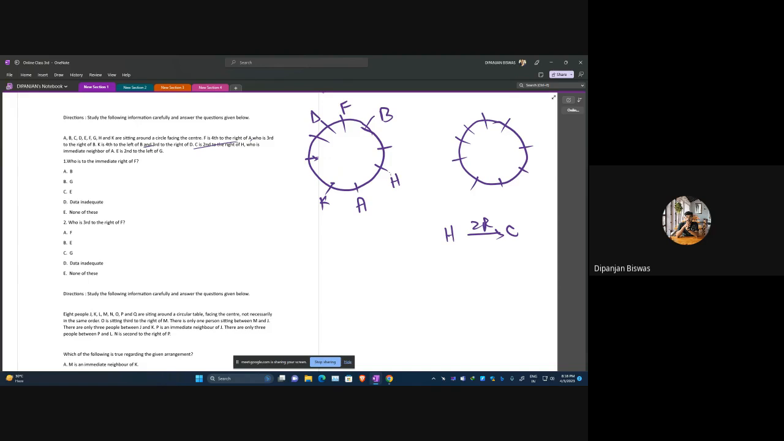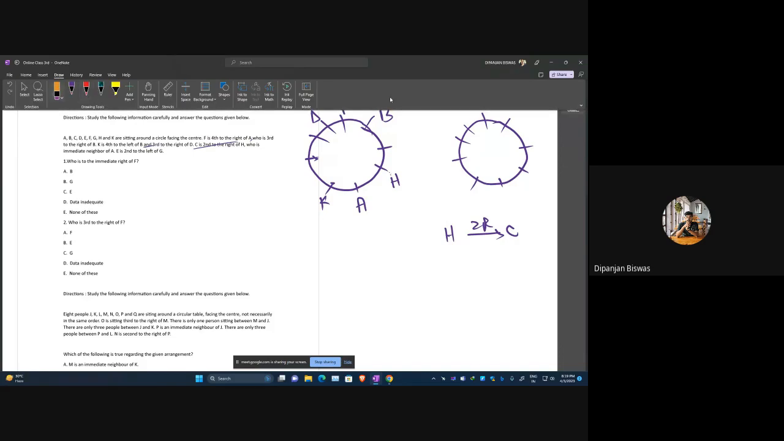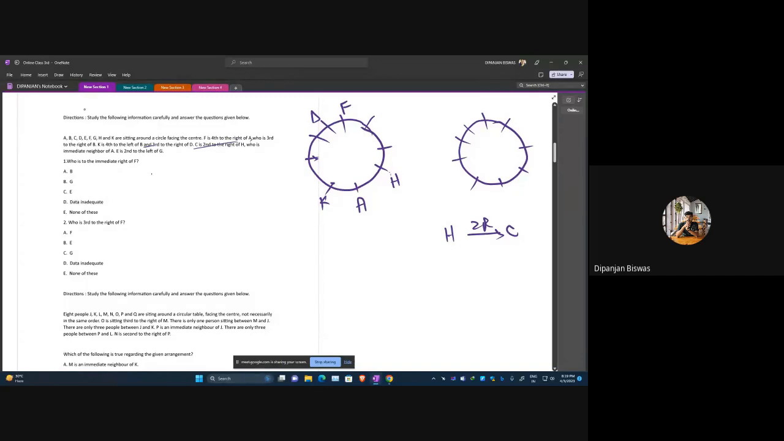Let us check the statements again. F is 4th to the right of A. 1, 2, 3, 4. Okay, fine. A, who is 3rd to the right of B. Okay, we have drawn B wrong here. It was said A is 3rd to the right of B. I had understood it as left of B. So B should be here now. 1, 2, 3. This is the right direction. This is the left direction.